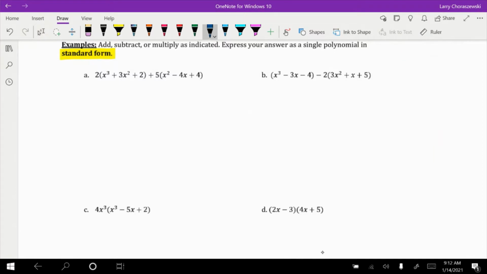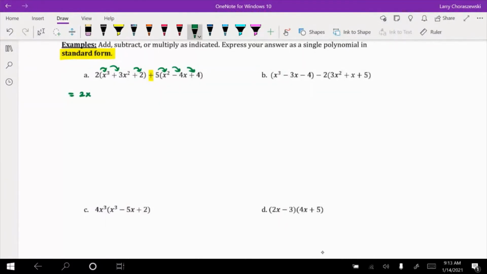In example part A, we've got 2 times a polynomial with 3 terms, x cubed plus 3x squared plus 2, being added to 5 times another polynomial, x squared minus 4x plus 4. The overall operation here is addition. And notice that we have numbers in front of parentheses here. One thing that we want to do is clear parentheses, and we can do that by distributing the numbers that are in front of parentheses to all the terms that are inside the parentheses. So we do that first.